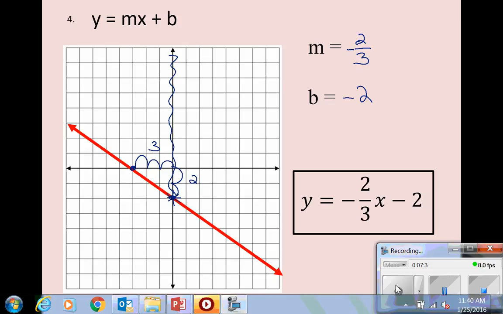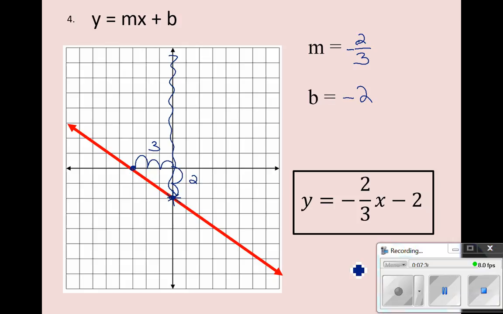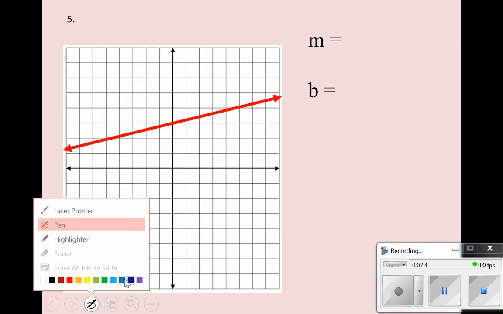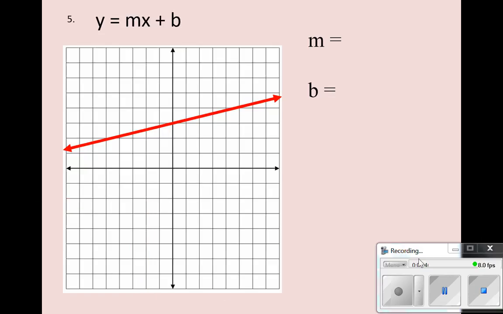Let's go to example number 5. And this one is also not special in that it is not vertical or horizontal. So we can go ahead and write y equals mx plus b at the top. Then we want to find our m and the b. I like to start with the b because it's the easiest. Y-axis, that's where it crosses it, and that would be 1, 2, 3, positive 3.